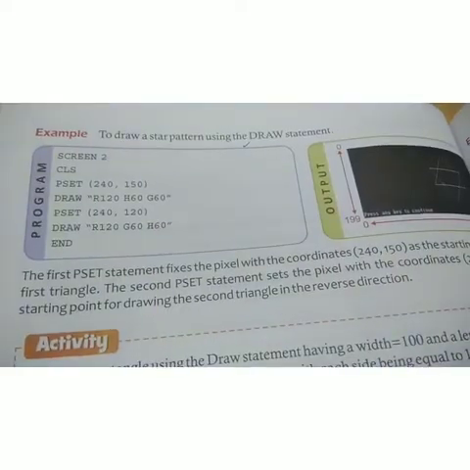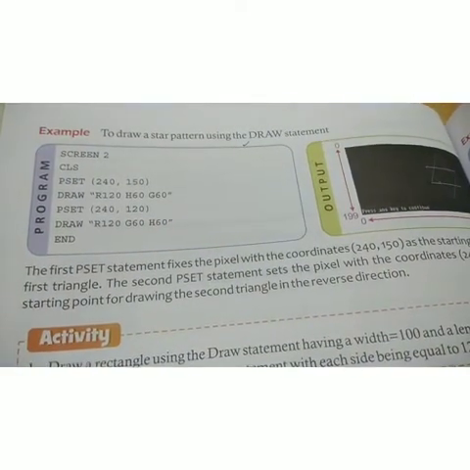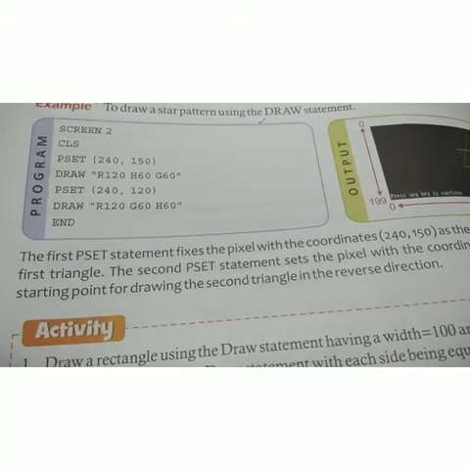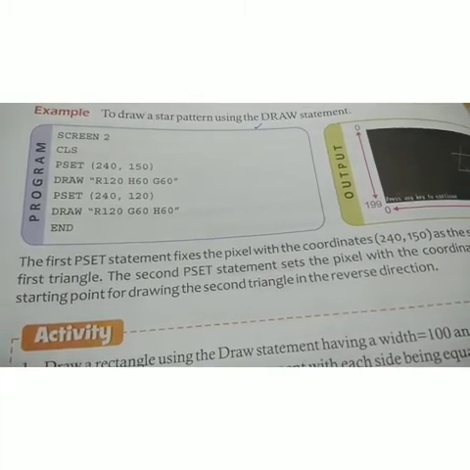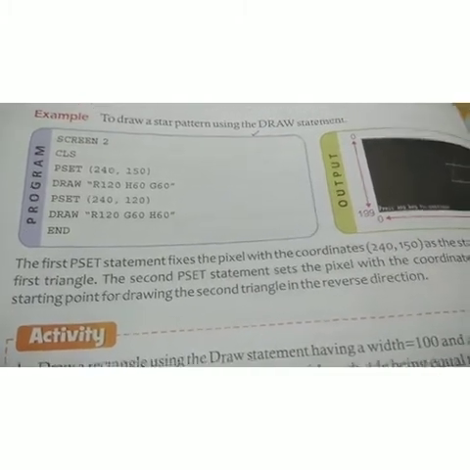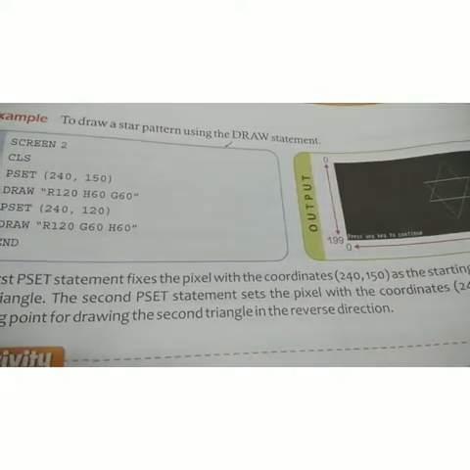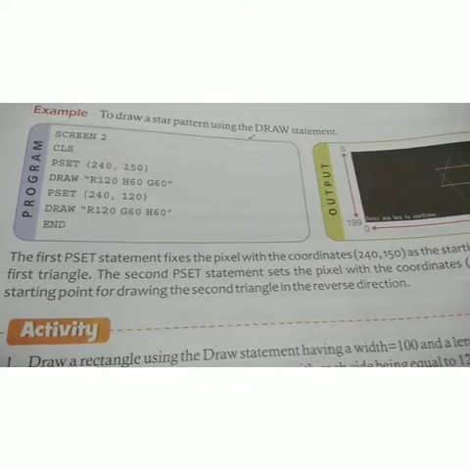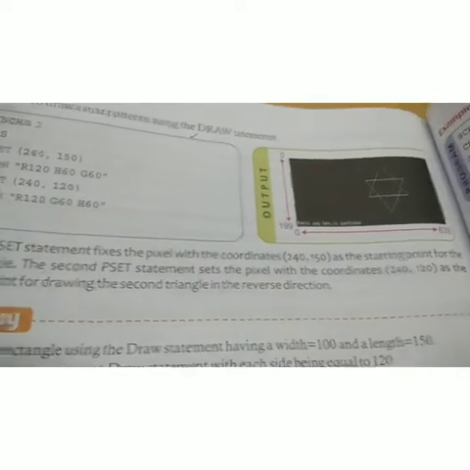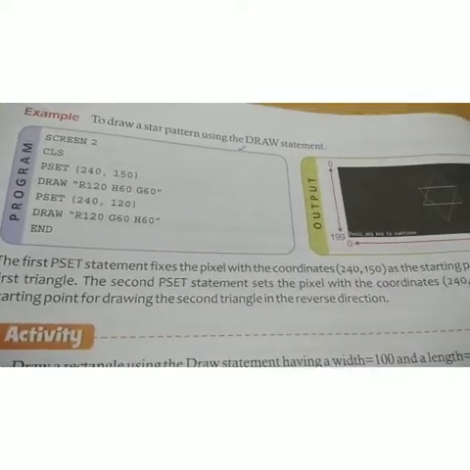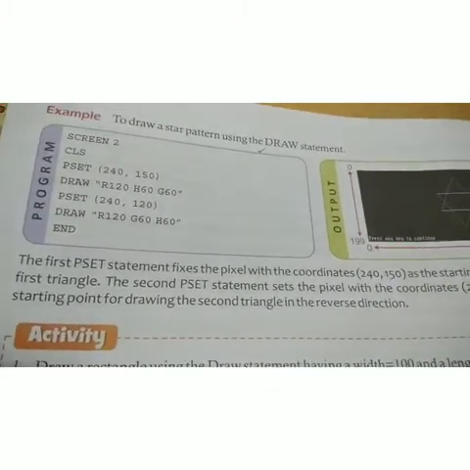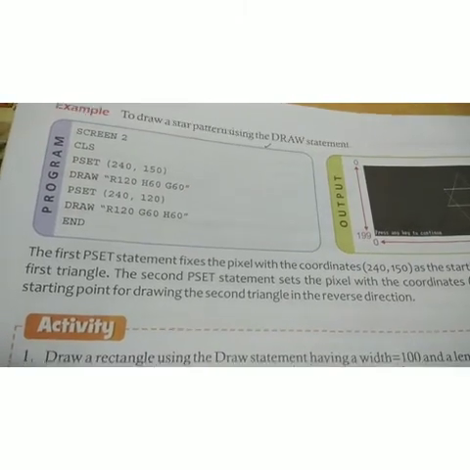Now the second example: draw a star pattern using the DRAW statement. Program: SCREEN 2, CLS, PRESET 240,150, DRAW "R120 H60 G60", PRESET 220,120, then DRAW "R120 G60 L120 H60". The program output shows a star shape pattern. The first PRESET statement fixes the pixel at coordinates 240,150 as the starting point for the first triangle. The second PRESET statement sets the pixel at coordinates 240,120 as the starting point for drawing the second triangle in the reverse direction.